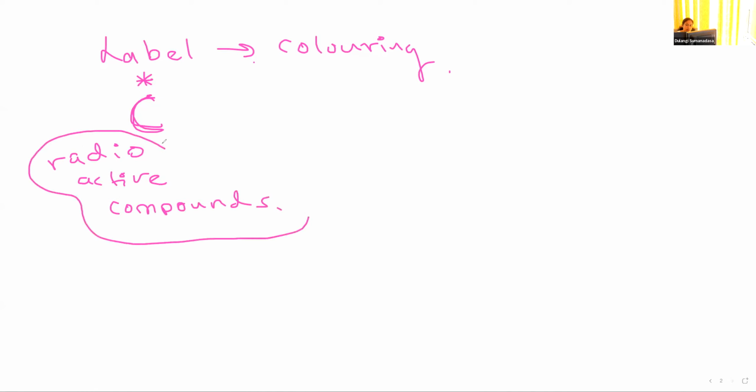So if I want to label something, I can use something called radioactive compounds. You can track the entire pathway. It is something like coloring the atom, so you can trace the pathway. Right? And it doesn't have to be carbon; you can introduce radioactive compounds to whatever atom.